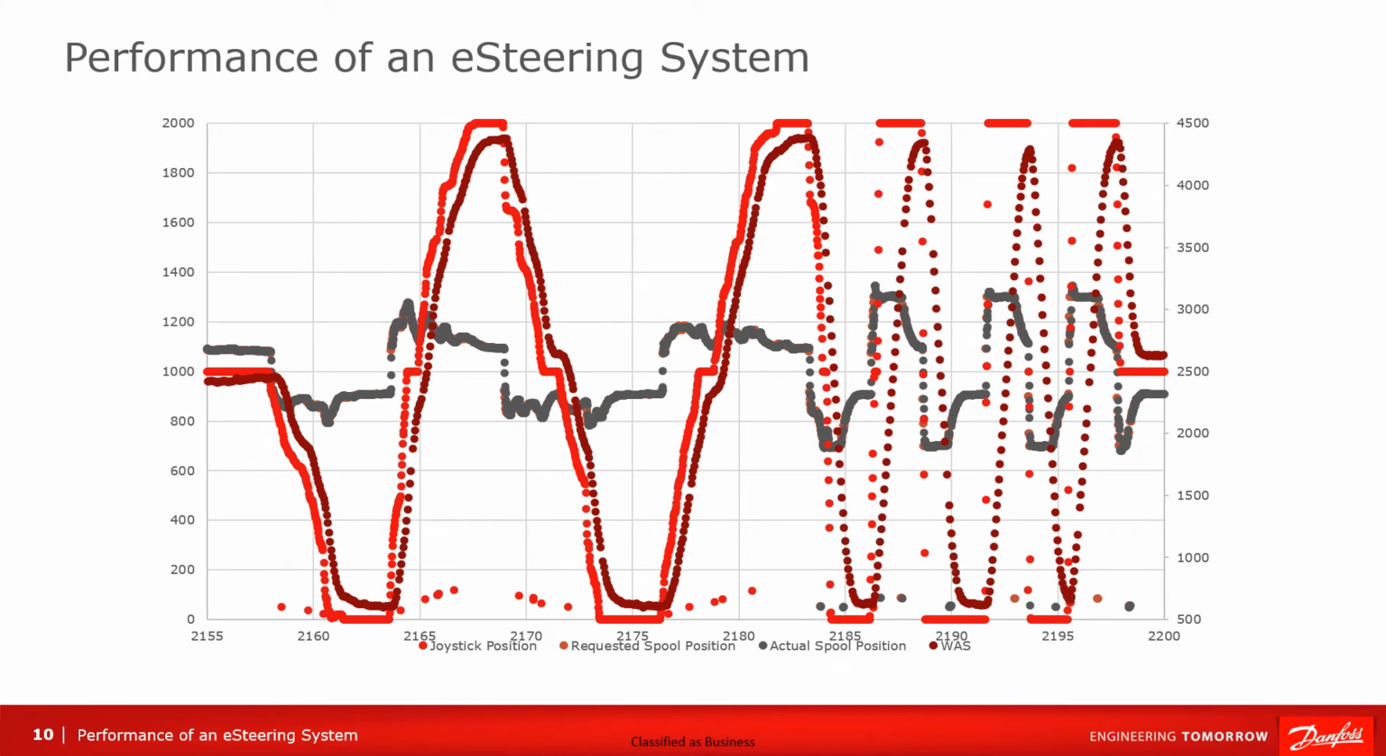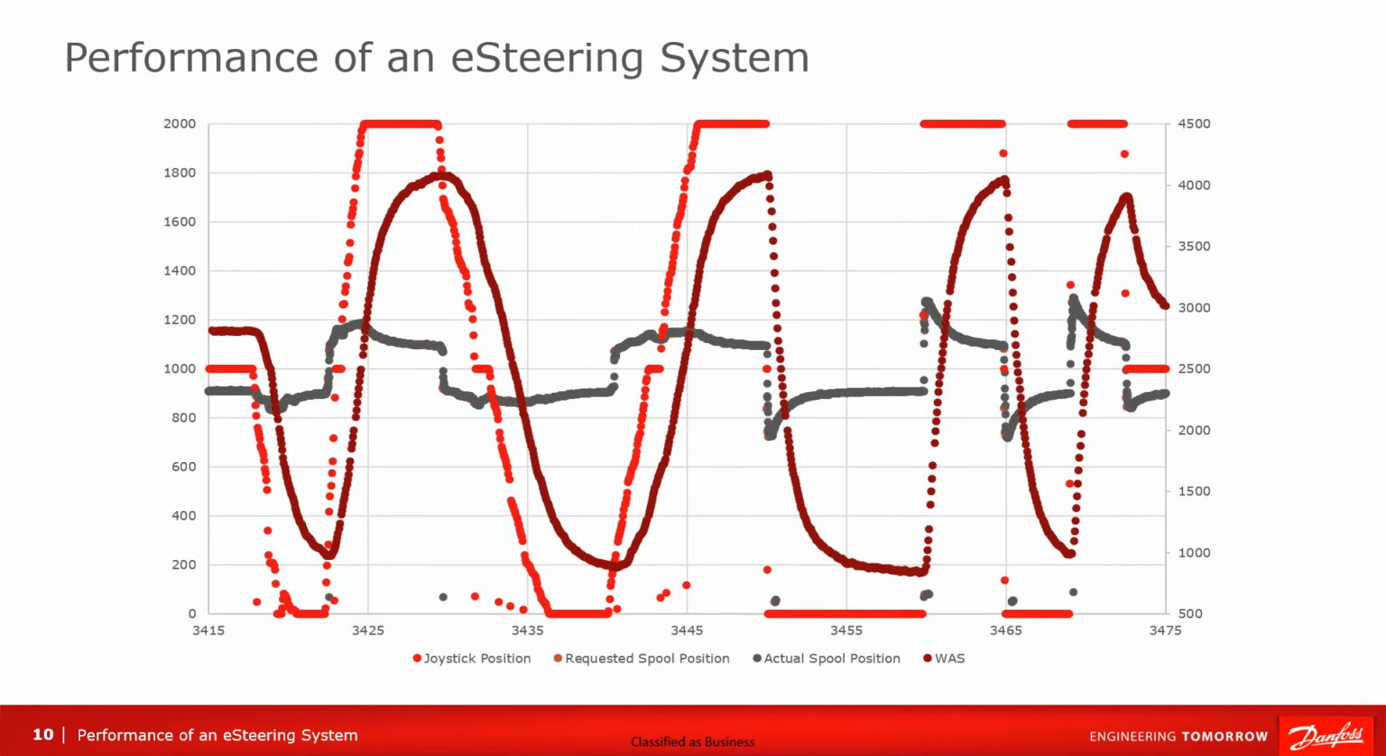Here's an example of good e-steering performance as the spool and wheel angle position are closely following the joystick position, with the distance in phase and set point being minimal. However, this is an example of poor e-steering performance, as the spool and wheel angle take a long time to adjust to the joystick position.